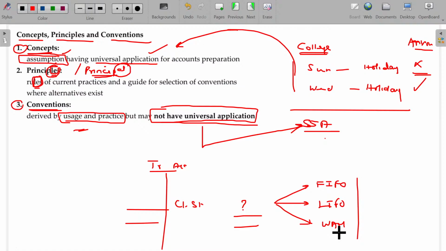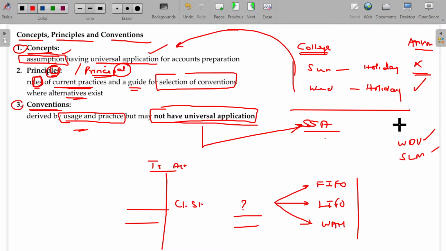Then what model can I choose, sir? There are some rules. As per the rules, you can choose current practices and guide for selection of conventions where alternatives exist. So we have alternatives. In case of depreciation, we can follow WDV method as well as SLM method. You have 2 alternatives. Which method do you have to follow, sir? Go and refer to the rules. What you do regularly in your company earlier and what the other things suggest to you, probably legal suggestion. Based on that, you can choose either WDV or SLM method.